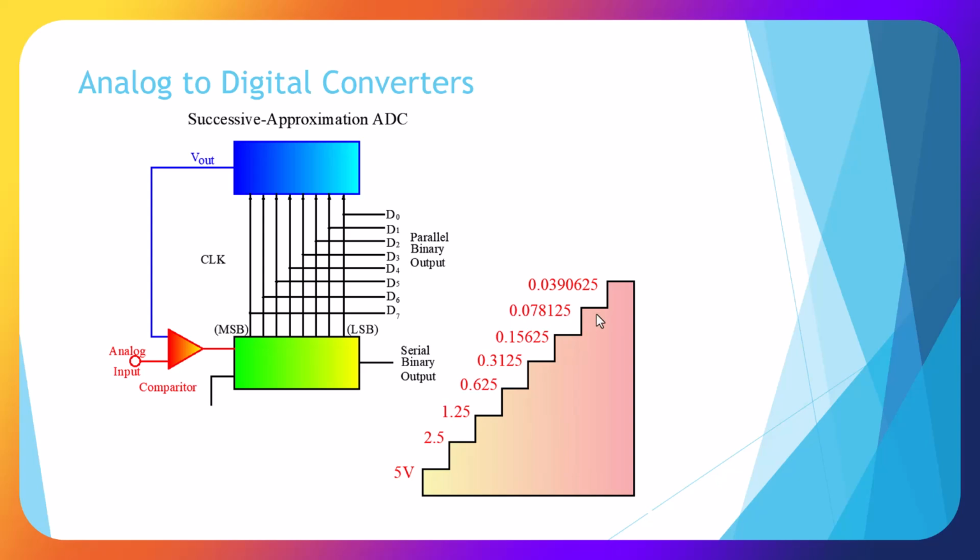So we're comparing the input to these values, and we're setting a bit wherever it is greater, and then it adds up the values, and then it gives us the output of the input.